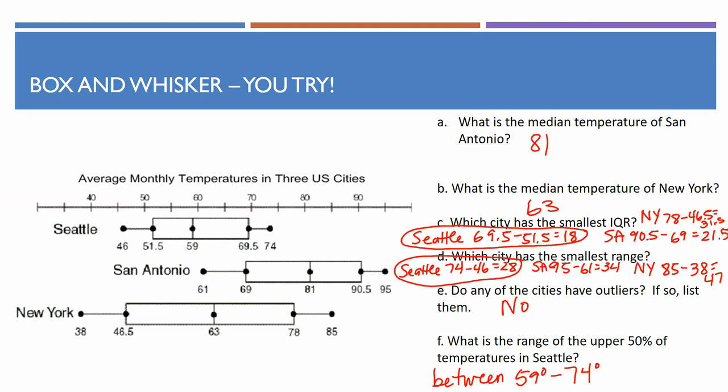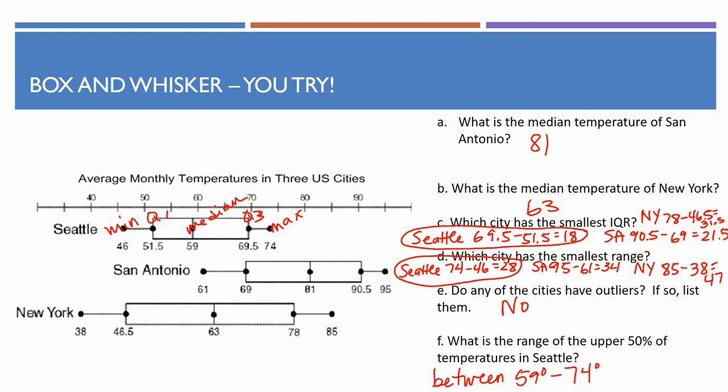All right, guys, check your answers. Hopefully some of these, you can just read off the numbers. You have to find the IQR by taking Q3 minus Q1. You have to find the range by taking the max minus the min. And don't forget the median is in the middle, right?